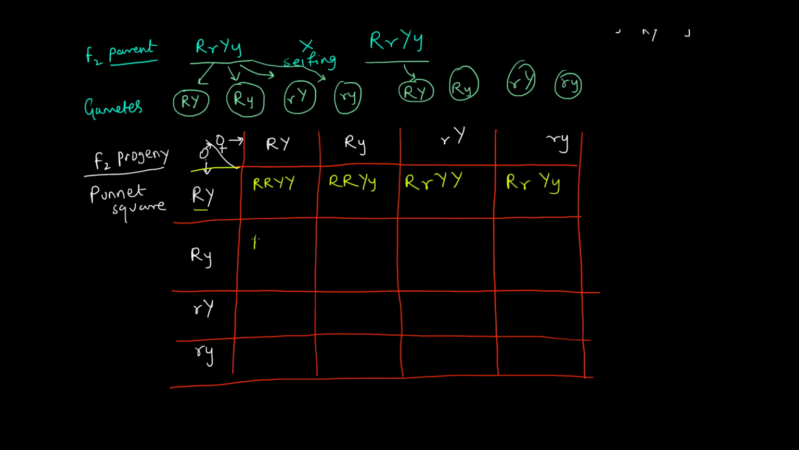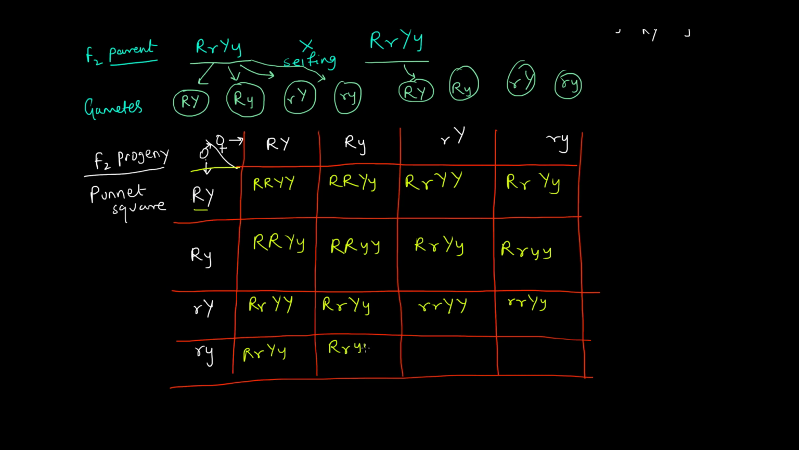Similarly here: capital R, capital R, capital Y, small y; capital R, capital R, small y, capital R, small r, capital Y, small y; capital R, small r, small y, small y. So here we are going to have capital R, small r, capital Y; capital R, small r, capital Y; small r, small r, capital Y; and here we are going to have small r, capital Y, small y. Then capital R, small r, capital Y; capital R, small y, small y; small r, capital Y, small y; and small r, small y, small y.